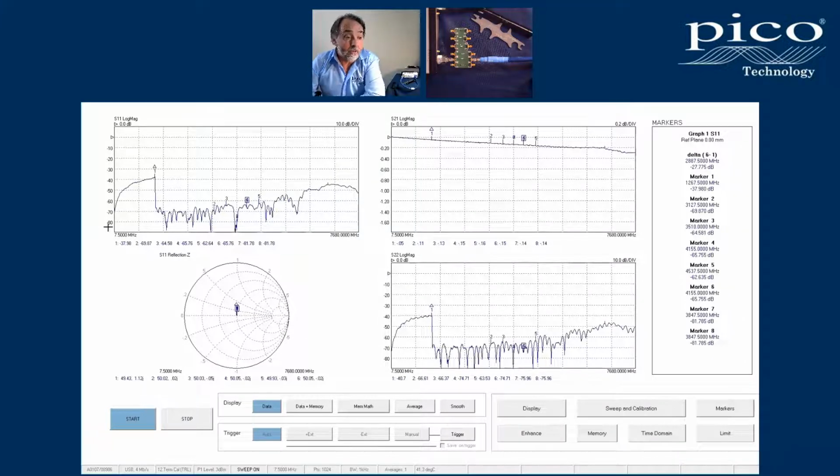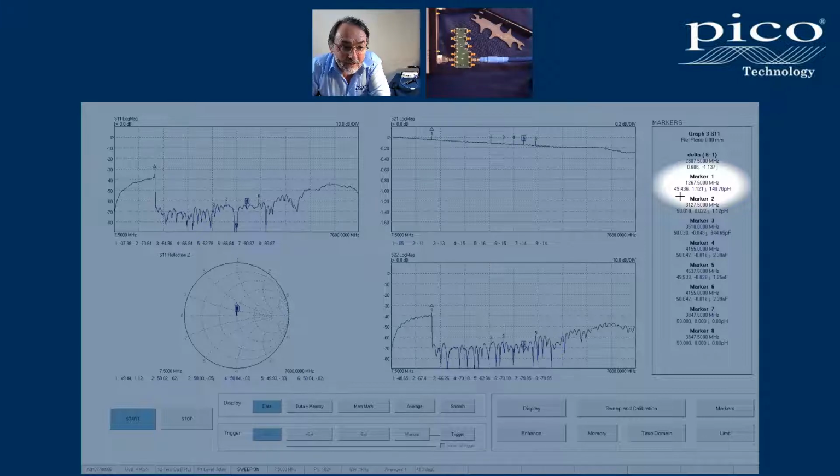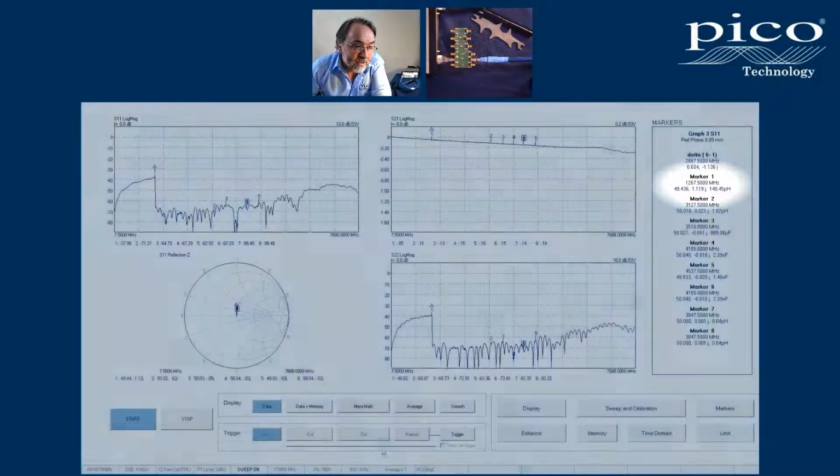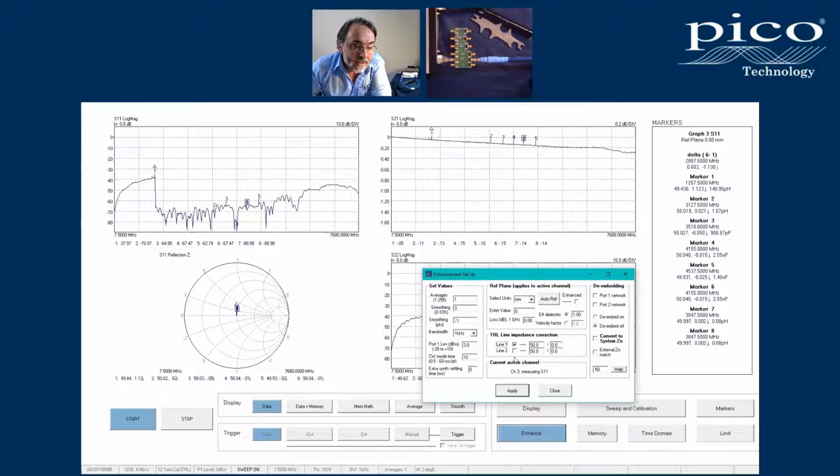So this is our line measured with our 50 ohm resistors as the calibration standard. And if we look on the Smith chart result at marker 1, put glasses on, we get 49.43 ohms and 1.12 reactive component there. So let's go to the enhance menu and put in here line 1, 49.34 ohms and 1.21. Apply.